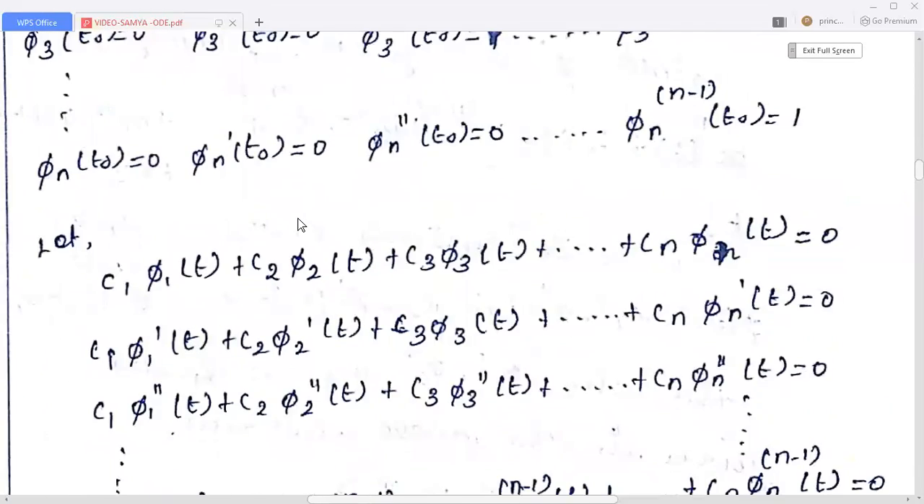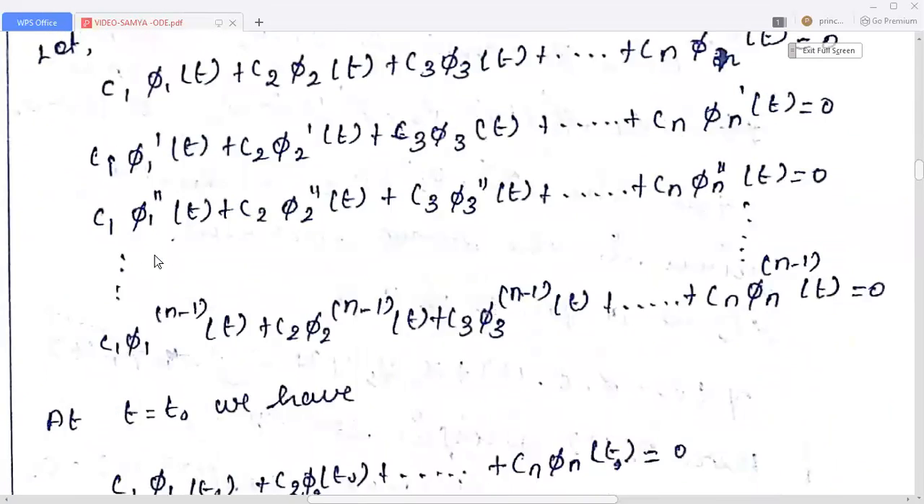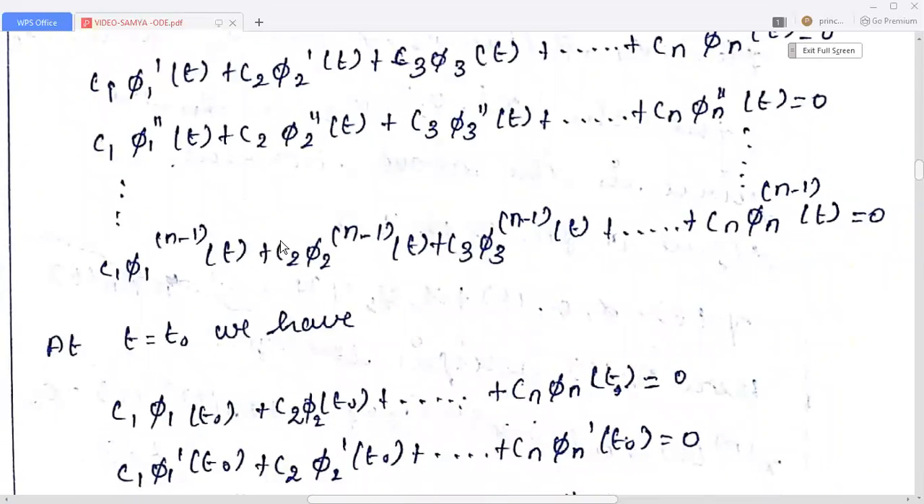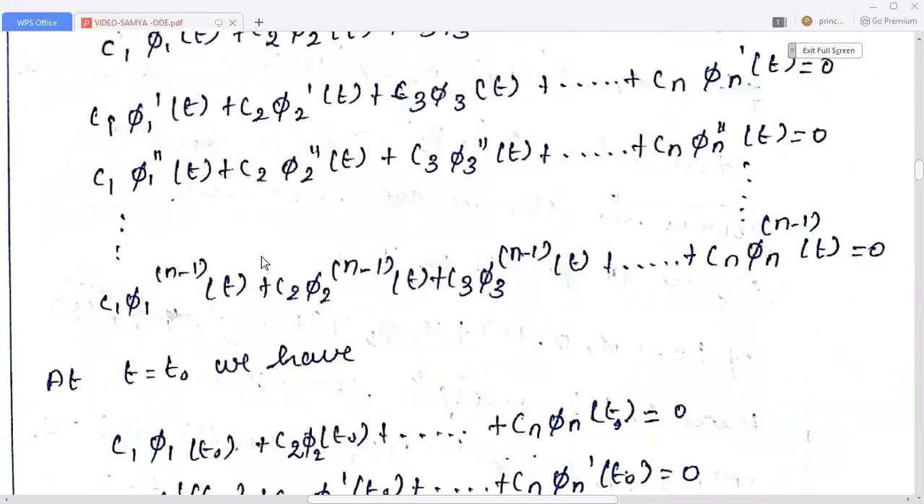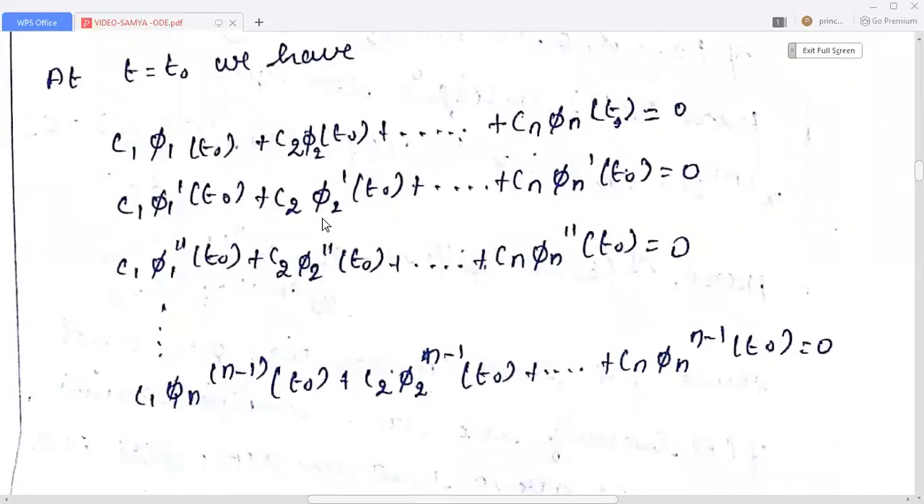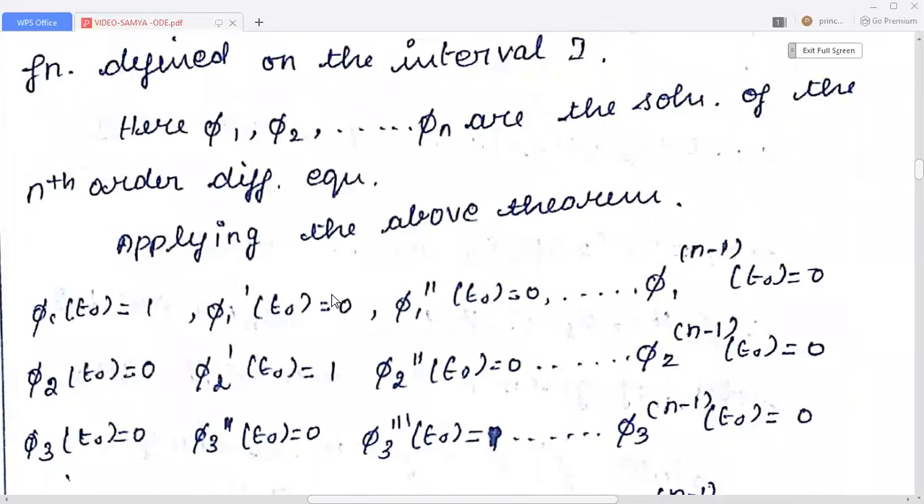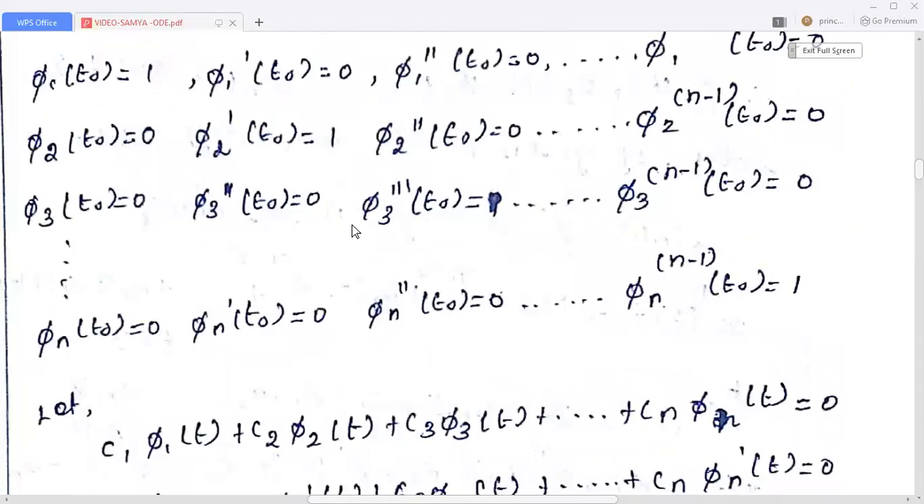So the data is given in unit matrix form. Now we take the linear combination. Let C1 pi 1 plus C2 pi 2 plus C3 pi 3 etc. plus Cn pi n equal to 0. Now we take the first differentiation in the second row, the second differentiation in the third row, and in the last row we get the n minus 1 differentiation. So we obtain these equations. At t equal to t naught, we have these equations.